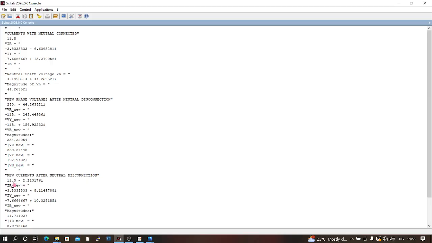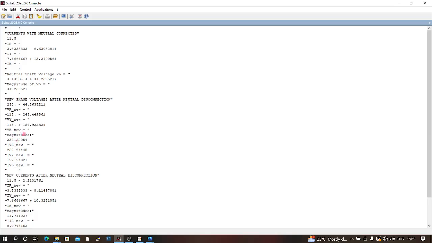Next, after this change of neutral shift voltage, we get the new currents after neutral disconnection. How do we get them? We divide the new magnitude, 234.22, by the ZR value, approximately 20, and you get this value. Next is Vy new in rectangular form. If you divide this by 30, you get this Iy new value.